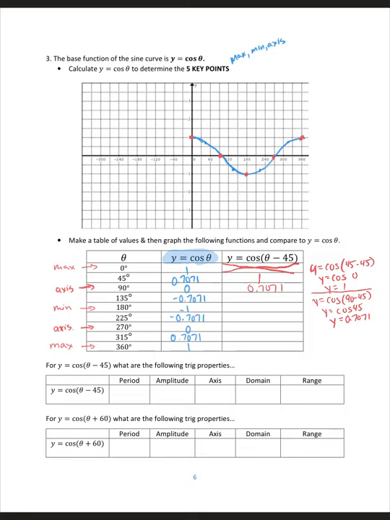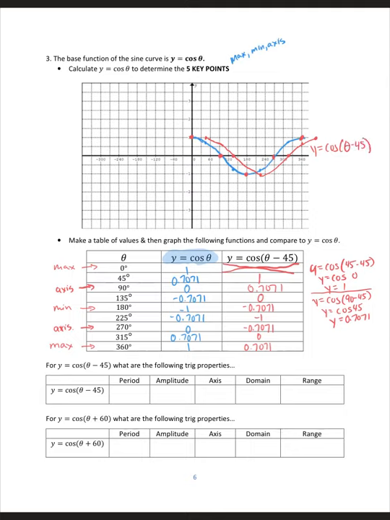Okay, so here's our transform graph now on the graph above. So I just plotted this time my key points. So I looked for where my maximum, my minimum, and my axis were, and I plotted those for y equals the cosine of theta minus 45.